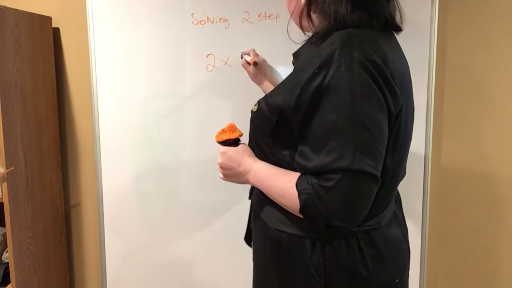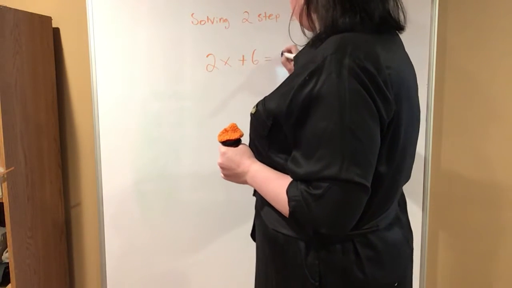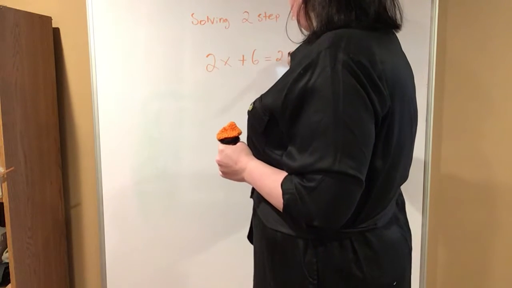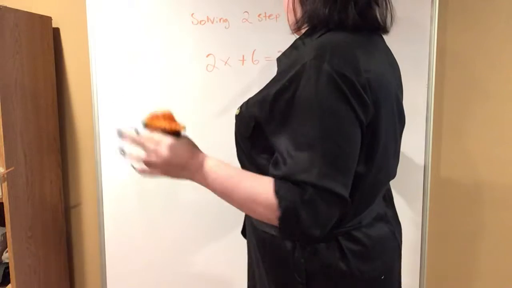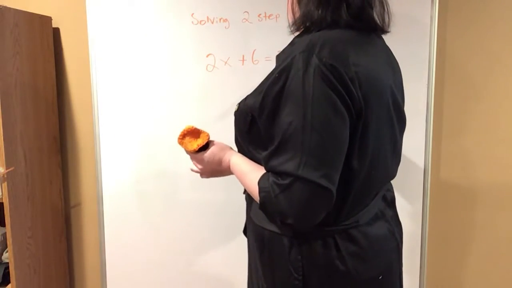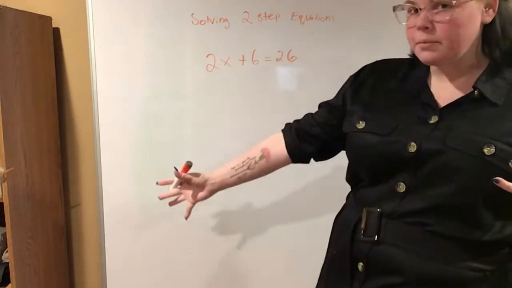2x plus 6 equals 20. I'm making these up, so we'll do 26. Okay, 2 step.